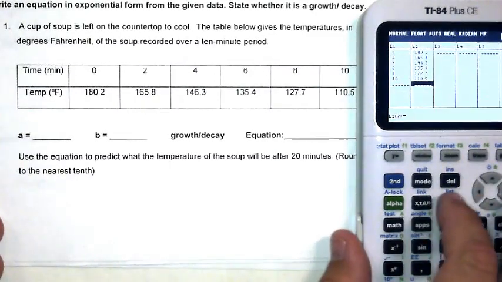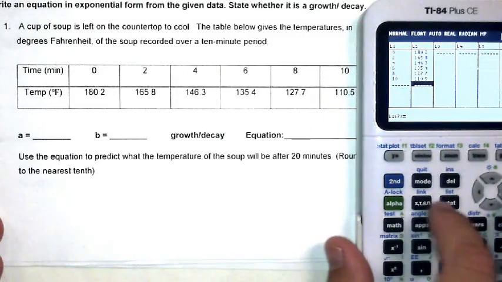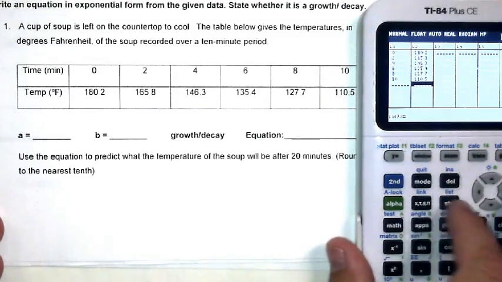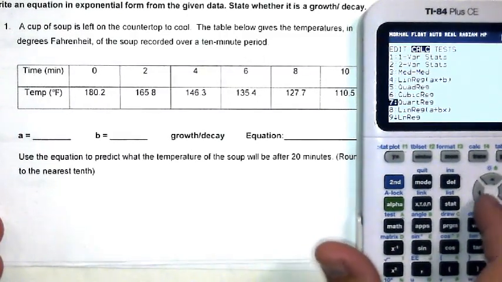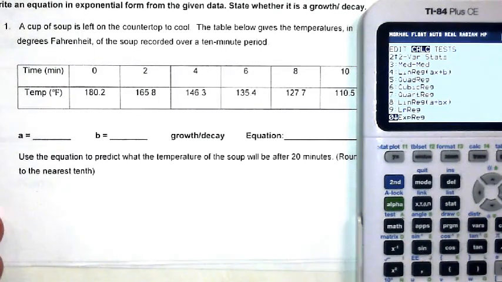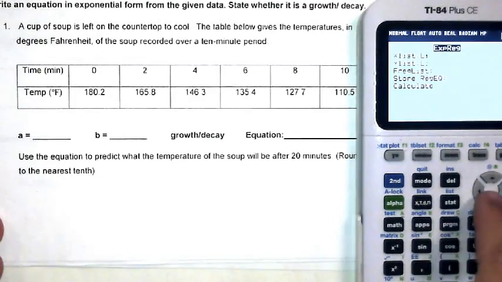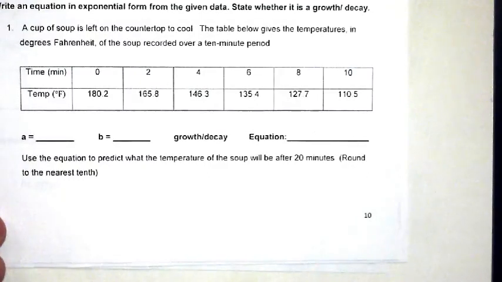So from here, I'm trying to do the exponential regression, so what do I hit next? Stat, and then I go to where? Calc, and then I select which one? Select number 0. Then I go down to calculate, and I'm going to hide it now.